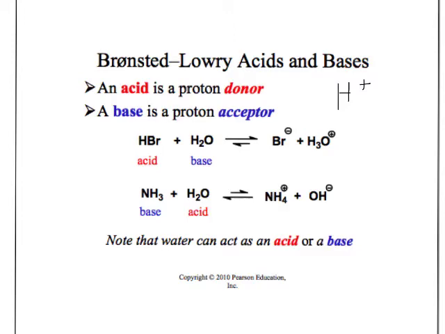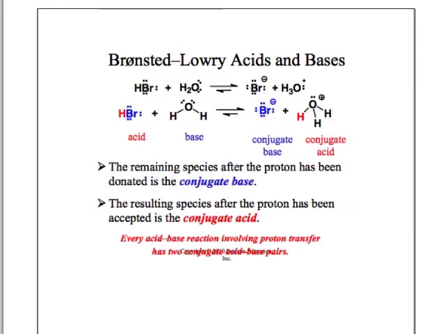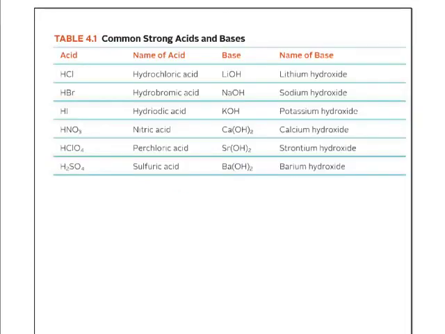And a base is the thing that accepts the proton. So if we compare the left side of this reaction to the right side, what we see is that the hydrogen is moving over here, and it's leaving its electron behind with the bromine. So over here, the H3O plus has gained a positive charge. This slide is going to make more sense later on after we've talked about electrons.